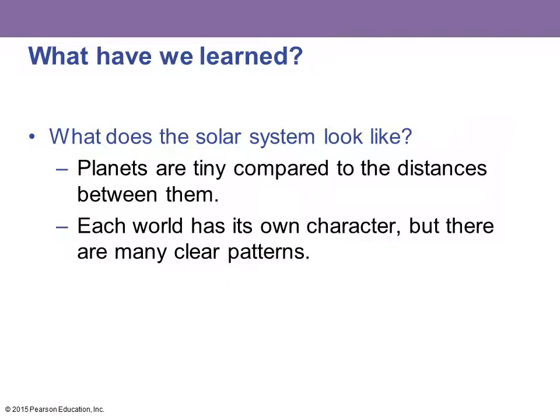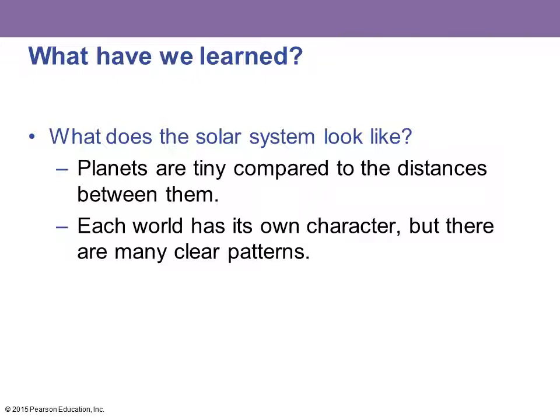So what have we learned? Well, planets are tiny compared to the distances between them. Each world has its own character, but there are many patterns that we can come up with. Terrestrial planets have many similarities. Jovian planets have many similarities. So we kind of divide up the solar system into those two groups.